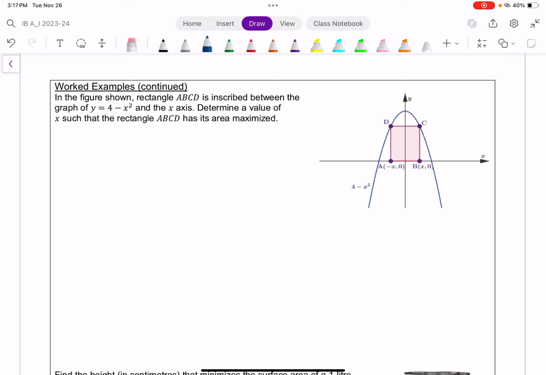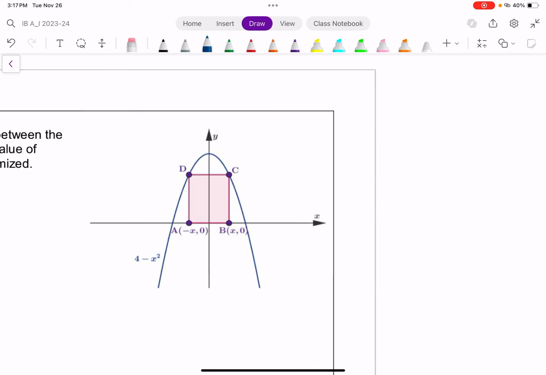All right, I have a parabola here, and this parabola is 4 minus x squared. And I have this rectangle inscribed inside it. Although it doesn't have to look exactly like this. It has to just be inscribed, which means it could look wide, it could be tall and skinny. That said, I want to find the dimensions of this rectangle so that it has the maximum possible area.